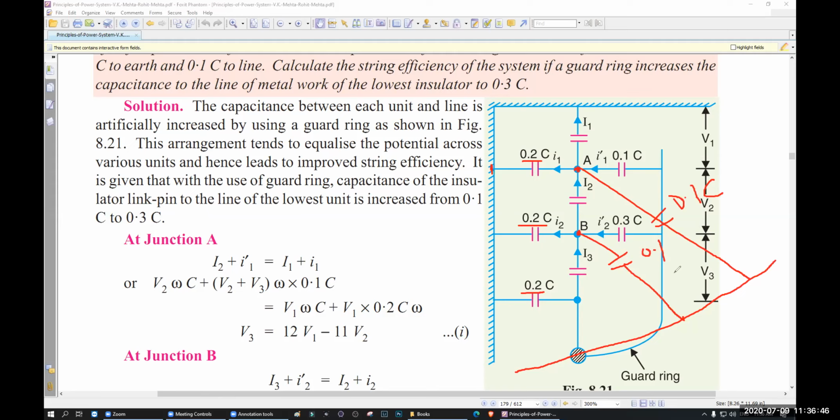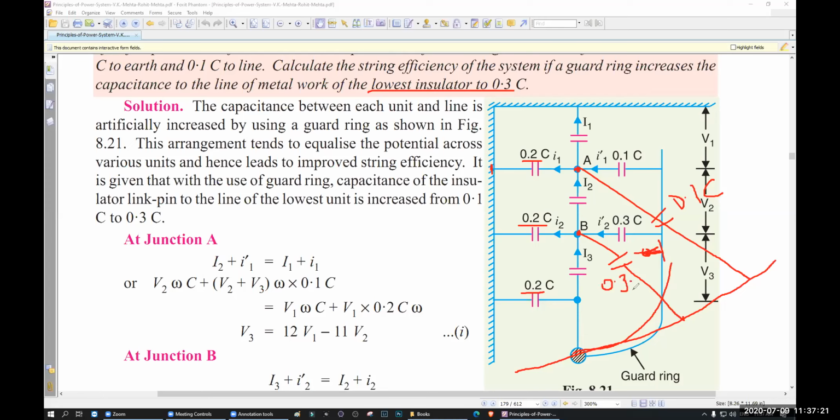Okay, understand my point? So, like the way your metal pin to earth, a capacitance can be formed, your pin to your line, a capacitance can be formed. A very small capacitance, but it can form. Now, if you use a guard ring, that will increase the lowest capacitance. They only said the lowest capacitance will be increased, right? The lowest capacitance is increased to 0.3. So now it is no longer 0.1, it is 0.3 now.